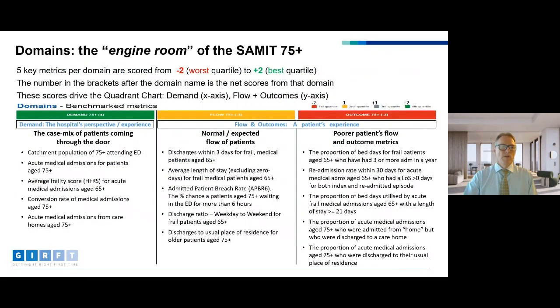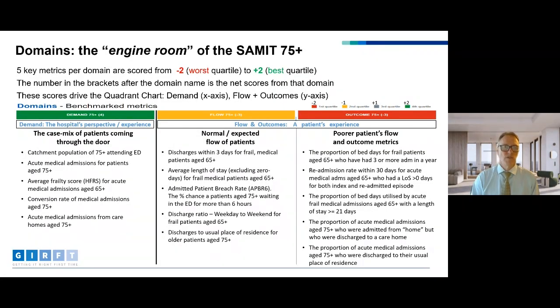So we spoke earlier in terms of the domains. We sometimes describe that as the engine room of the SAMIT, and that's because we have a number of metrics which are scored. So there are 5 metrics within each domain which are scored broadly. If you are in the worst quartile and red, you will get a score of -2, and if you're in the best quartile of green, you will get a +2.